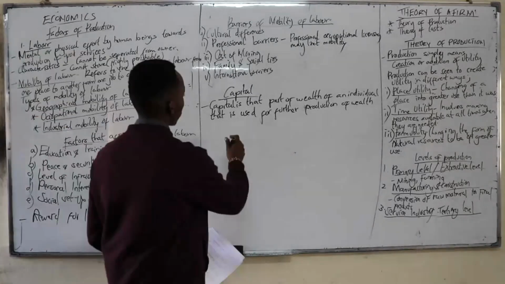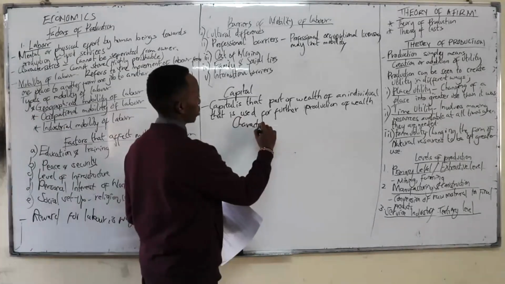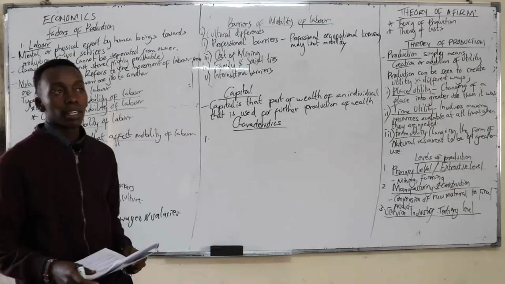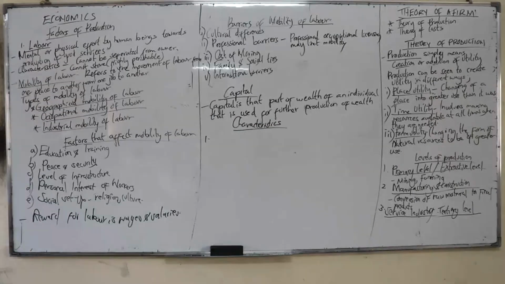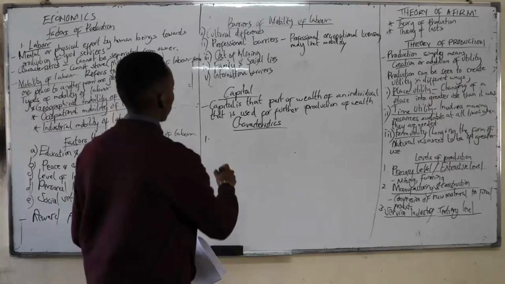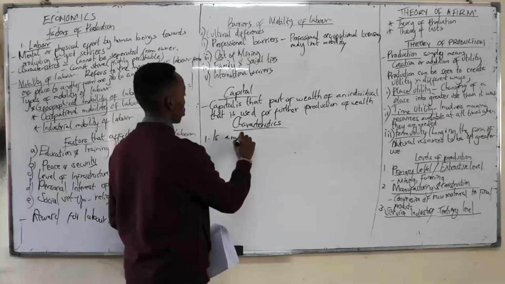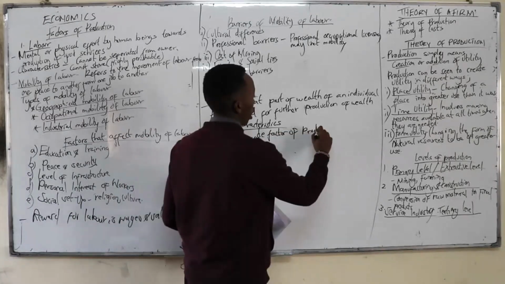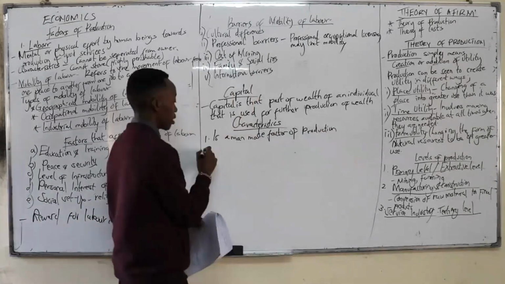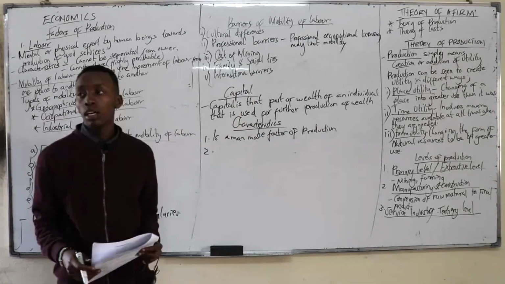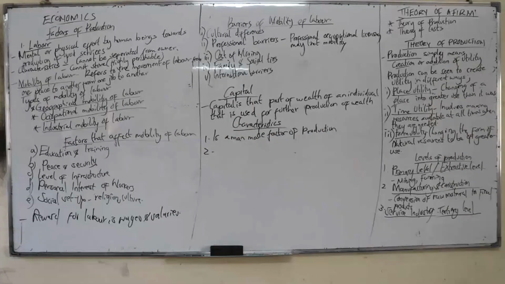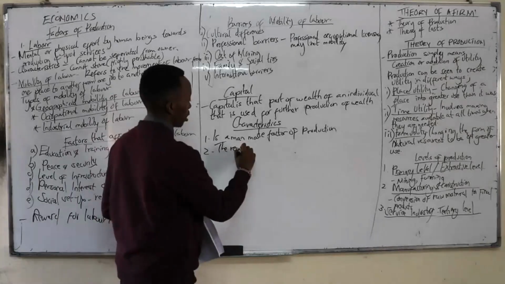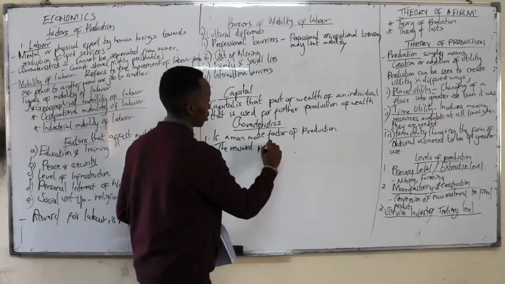Some of the characteristics of this factor of production are, one, it is a man-made factor of production. Another thing is, what is the reward for capital? The reward for capital is interest, correct? So the reward payment for capital is interest.